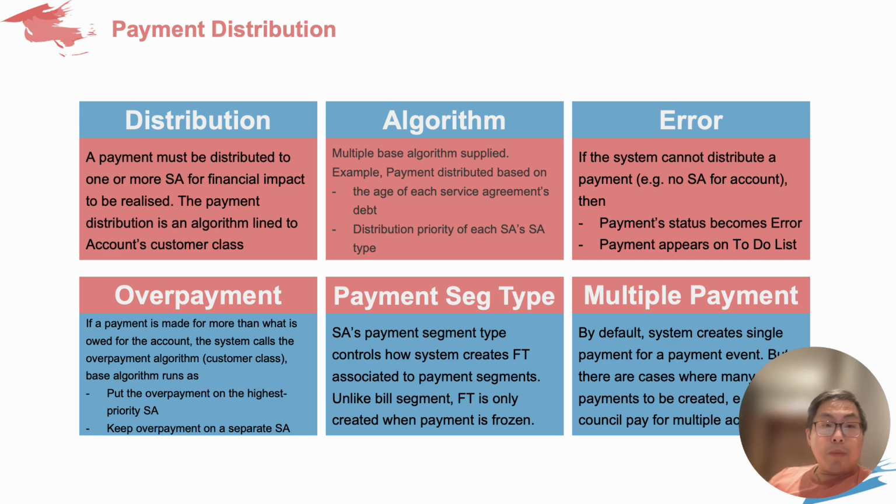Secondly, what do we put the overpayment if there is? Now that's based on the algorithm we're just talking about here. Okay.